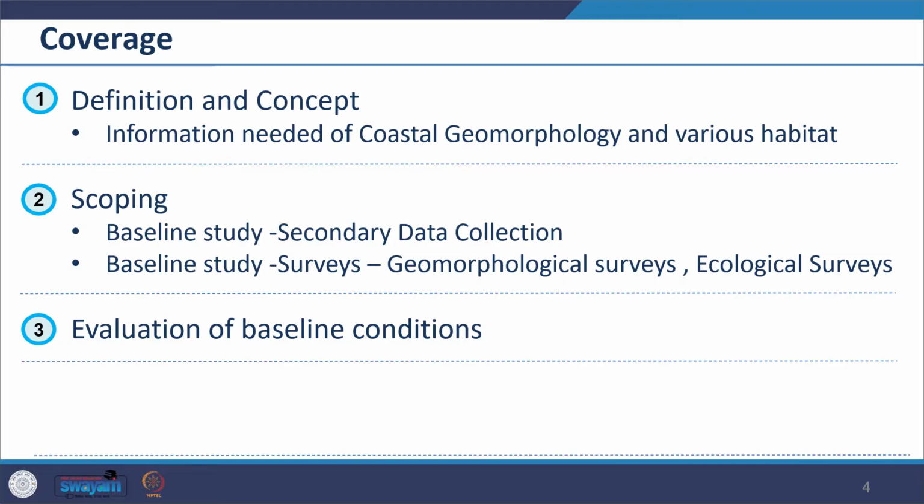So accordingly, our coverage would include that we'll first look into definitions and concepts, and then we'll look at what kind of information is needed for coastal geomorphology and how you look at various habitats, and then how you work on the scoping part, and then what kind of data has to be collected for baseline study, the secondary data which is required, as well as what kind of surveys have to be undertaken related with geomorphological survey, ecological survey, and then how you really undertake evaluation of the baseline conditions you have studied. So that is what we are going to cover.